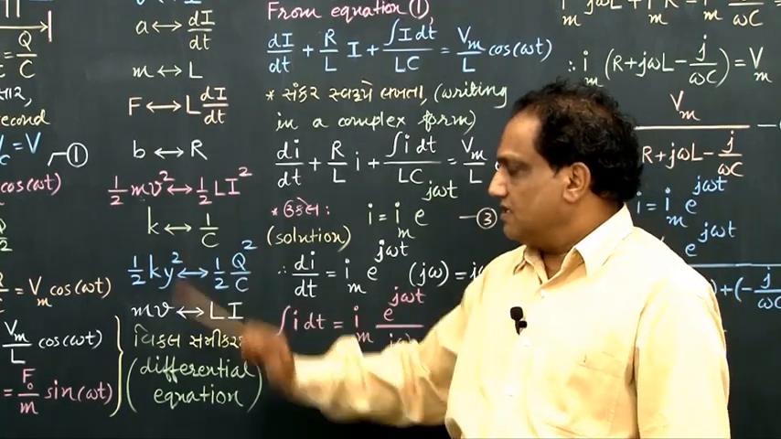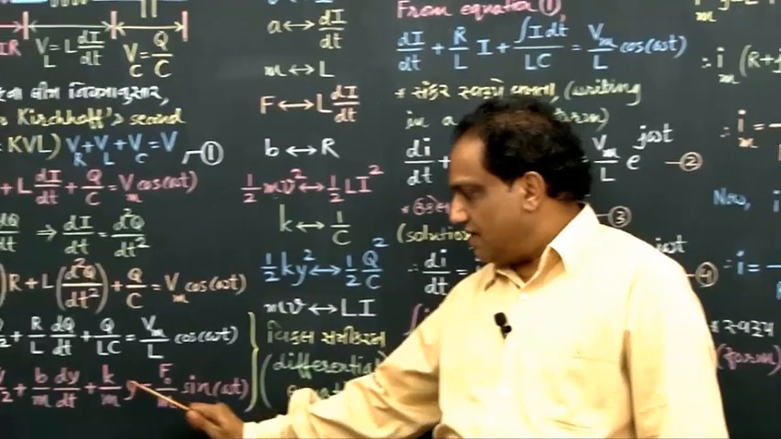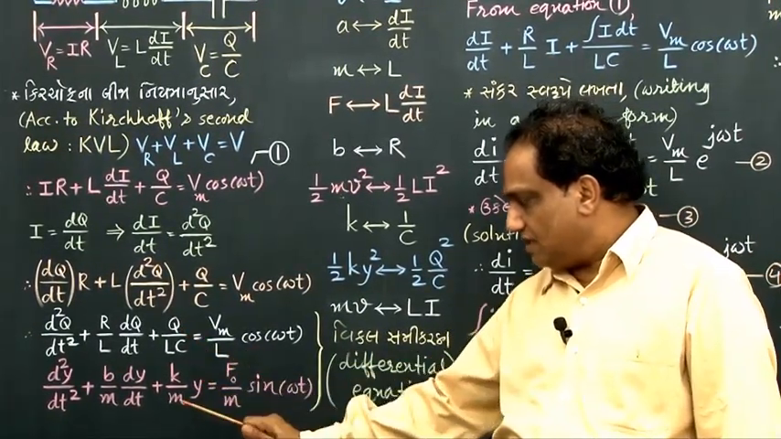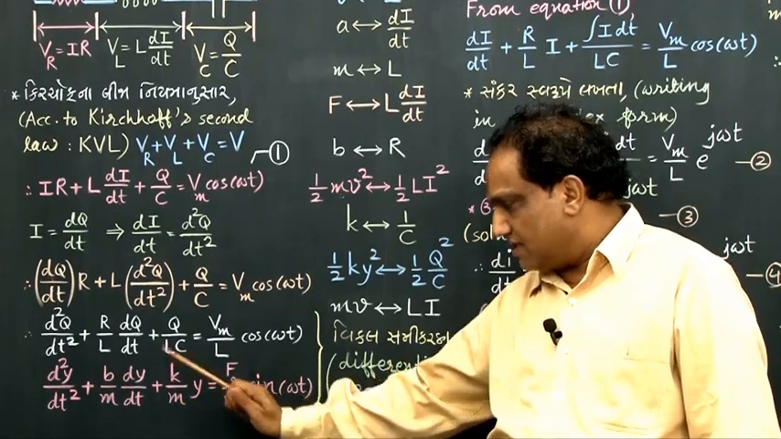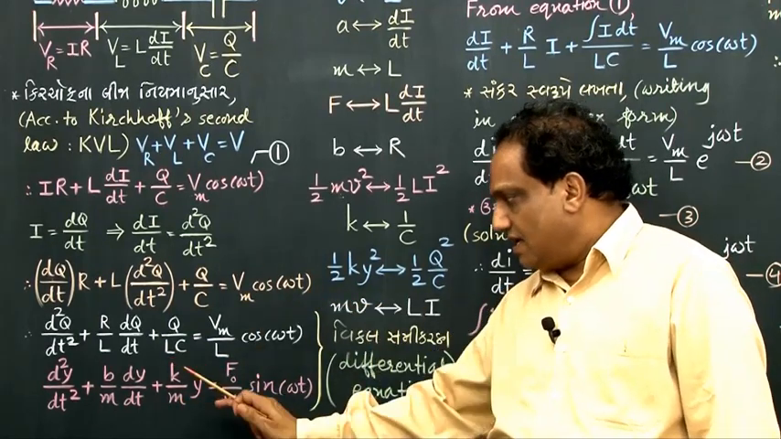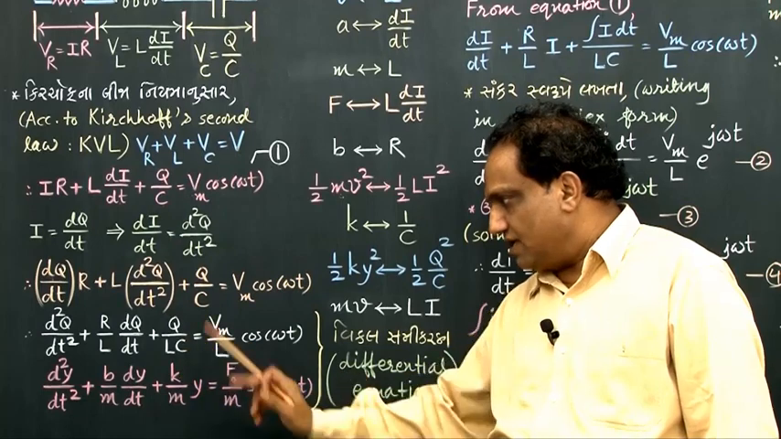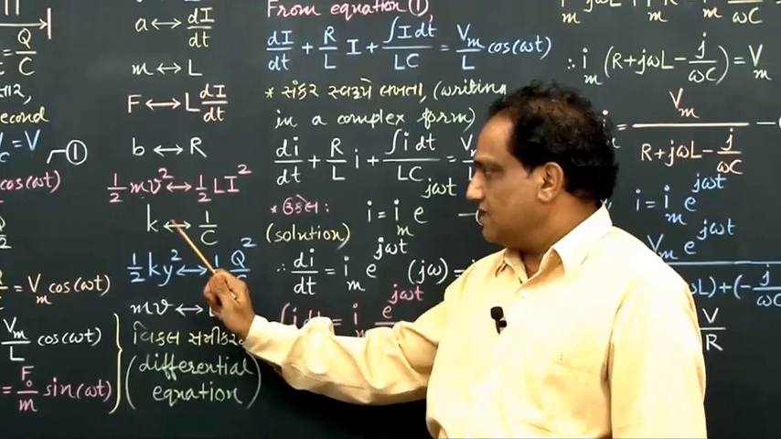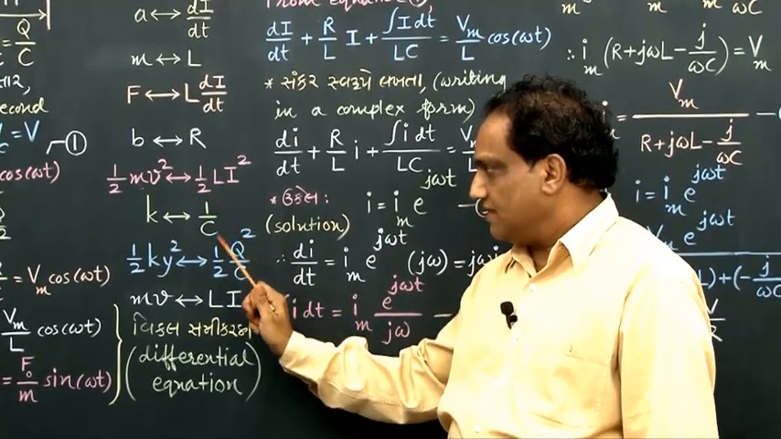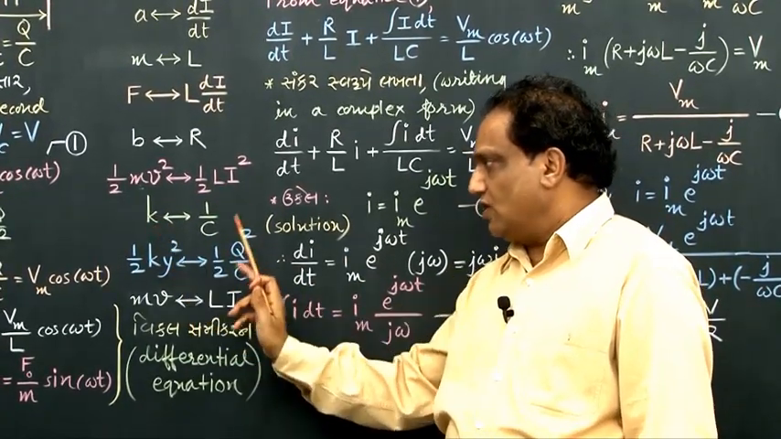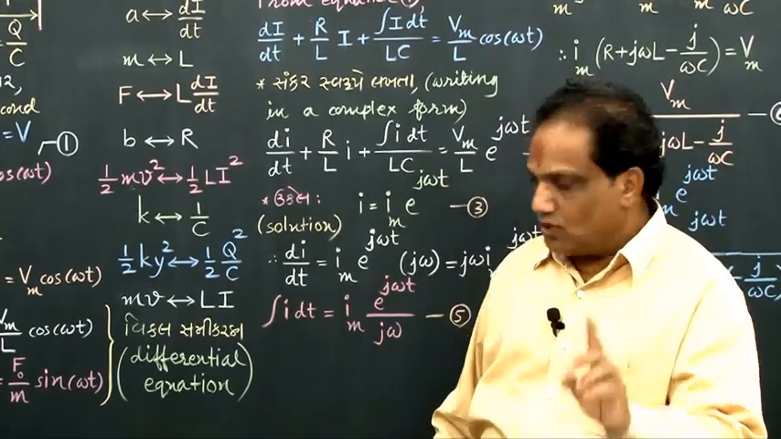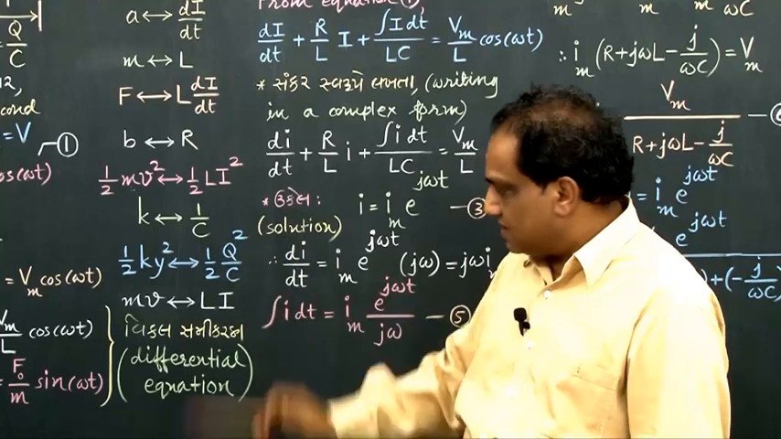Now, k is similar to what? See, displacement is similar to charge. Mass is similar to inductance. Then it implies that k must be similar to 1 upon C. Here it is: k is similar to 1 upon C. Correct? Force constant is similar to the reciprocal of capacitance.